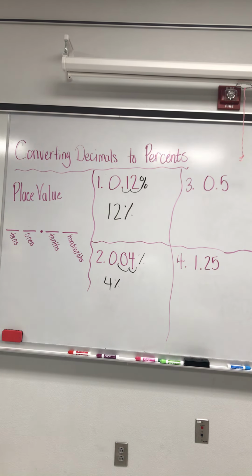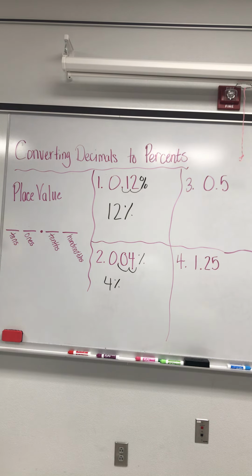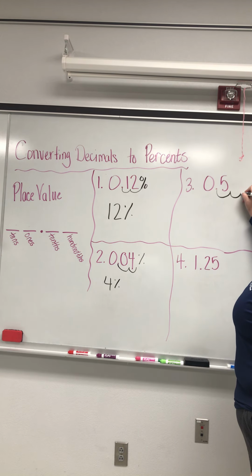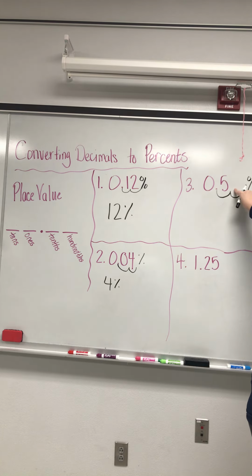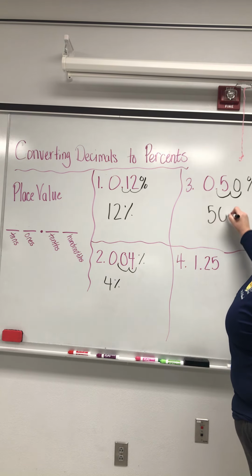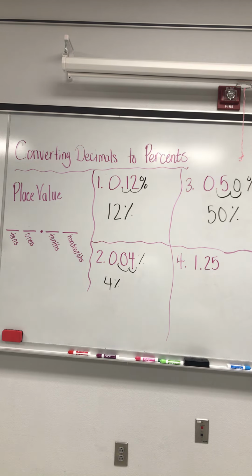Number 3. What? There's only 1 number after the decimal? Normally we had 2. What are we going to do? Here's what we're going to do. We're going to still start at our decimal, and we're still going to go over 2 spots. And we'll still put our percent sign. But what will go right here? You guessed it, a 0. So this would leave us with 50%.